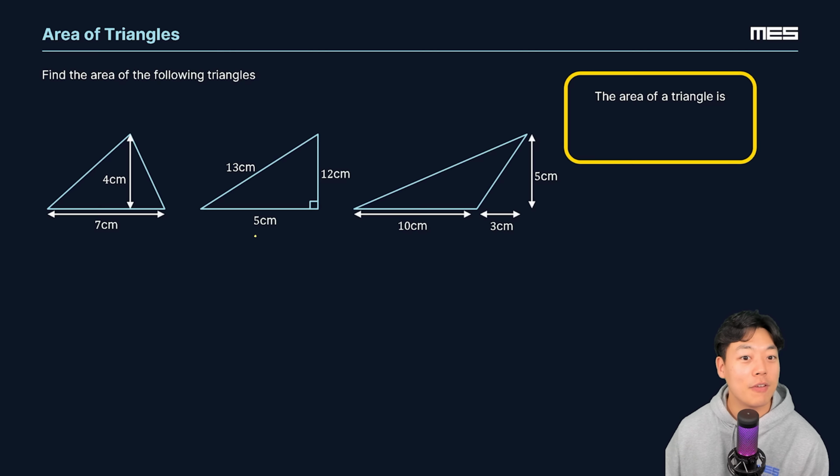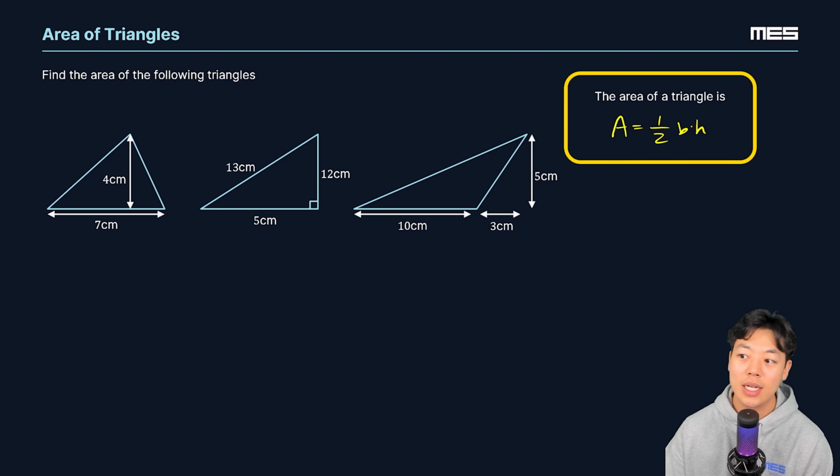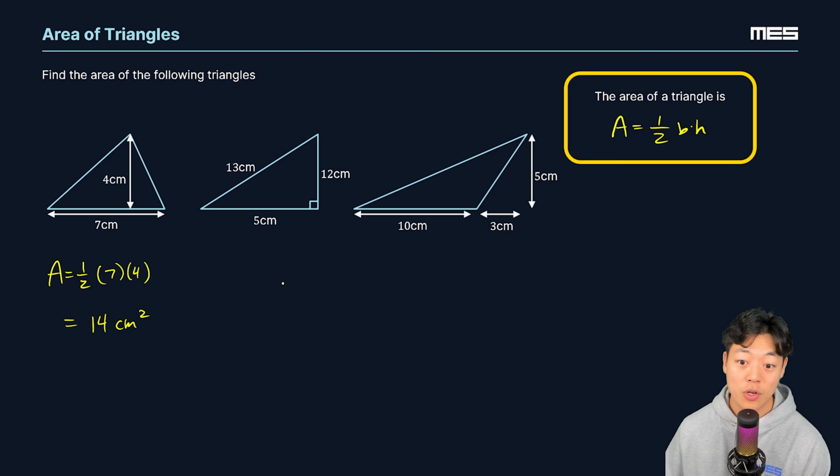Find the area of the following triangles. Well, the area of a triangle is, we all know, 1/2 base times height. Some of you know it as length times width divided by 2. Any of those will work as long as you have that same structure. So base is 7, height is 4. So the area will be 1/2 base times height. We have 7 times 4 is 28, divided by 2 is 14. And don't forget your units of measure, centimeters squared.